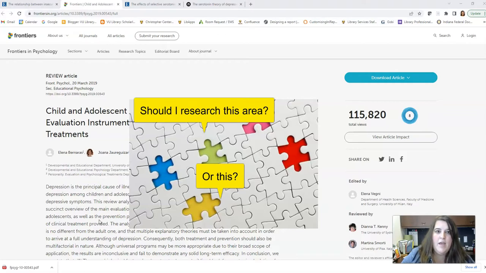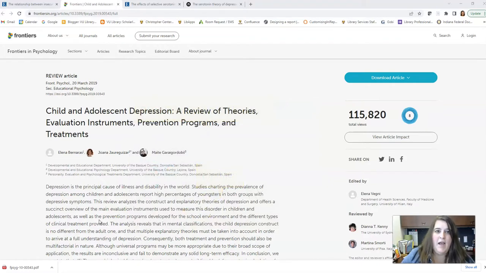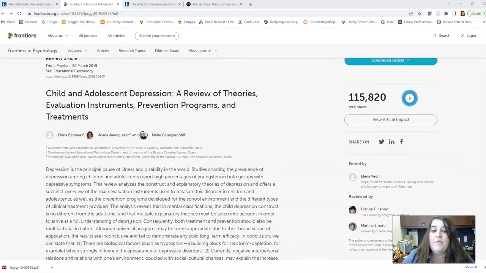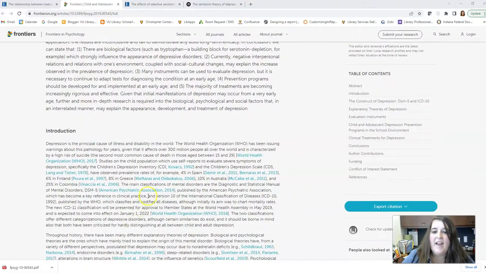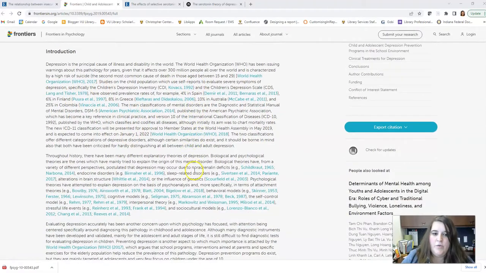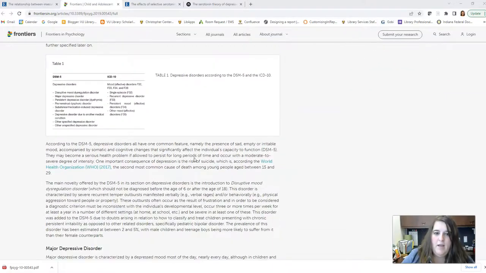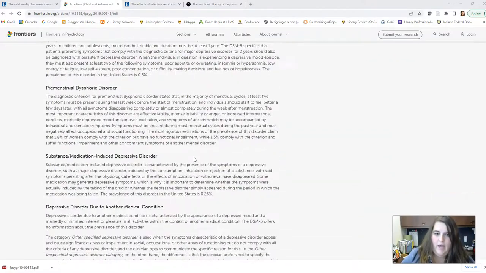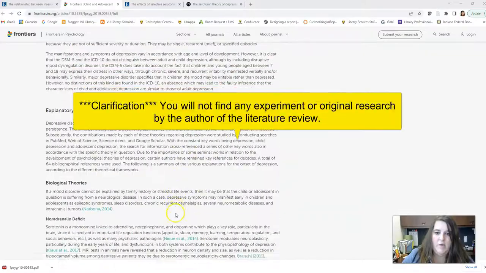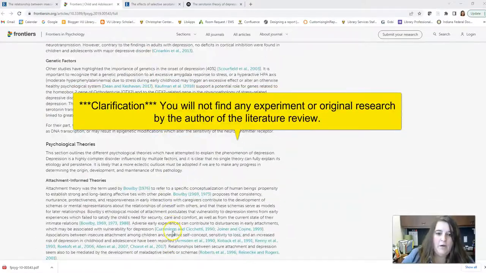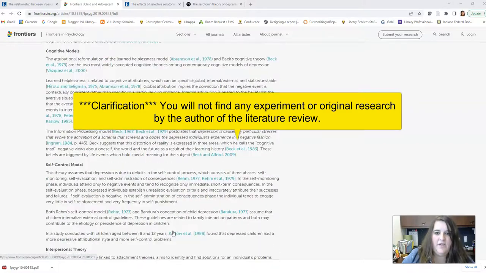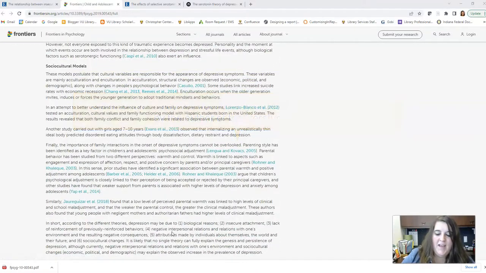So it again helps you get a better understanding of a larger issue, but it also at the same time acknowledges the gap. So here's an example of a review article. So if you're looking through, what you're going to find are a lot of citations to other articles. But as you scroll through it, you're going to get mostly citations. You're not going to find any kind of experiment or study in a literature review. So there is a literature review.